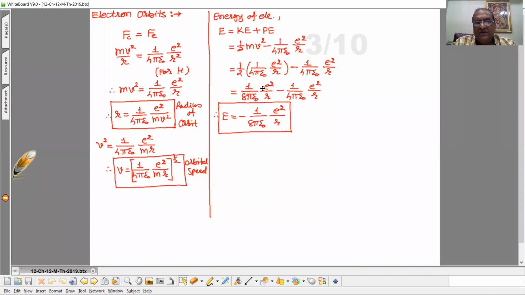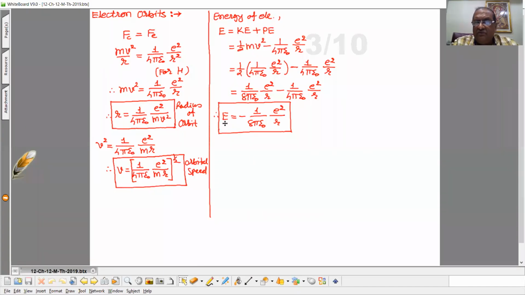So this mv square is replaced by 1 upon 4 pi epsilon 0 e square by r. Now this becomes 1 upon 8 pi epsilon 0 e square by r minus 1 upon 4 pi epsilon 0 e square by r. Resultantly, we will get the total energy as minus 1 upon 8 pi epsilon 0 e square by r. Clear? See, the total energy of the electron in the orbit is negative. When total energy is negative, we know it is called binding energy. It implies that the electron is bound in the orbit with this much energy. Clear to all of you?